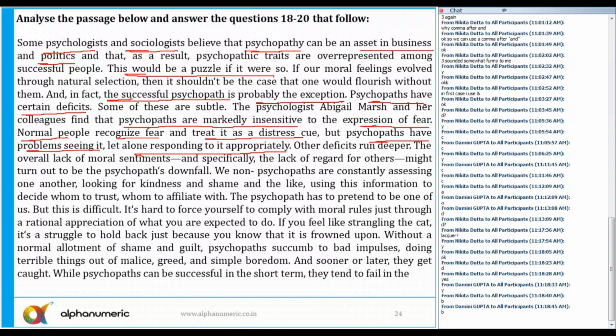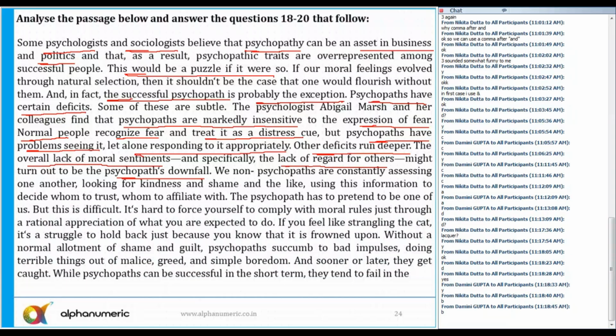And there are other deficits as well. What are these other deficits? There is an overall lack of moral sentiments. That means psychopaths lack regard for others. And this is what leads to the psychopath's downfall. Because they lack a regard for others, this is what leads to their downfall.